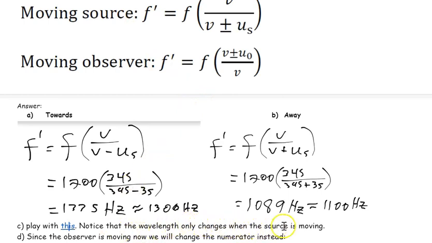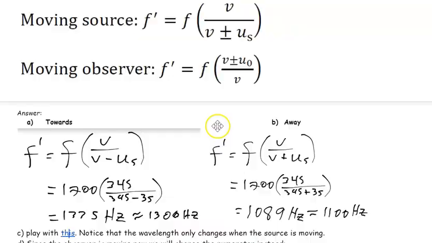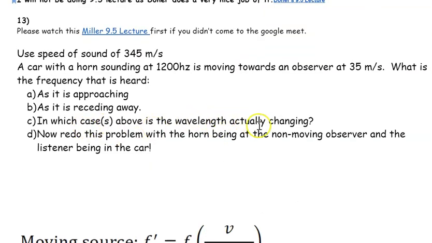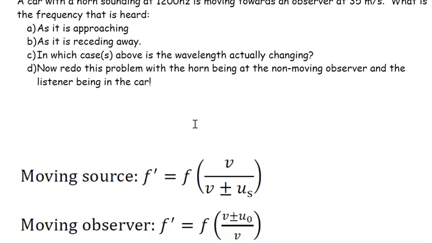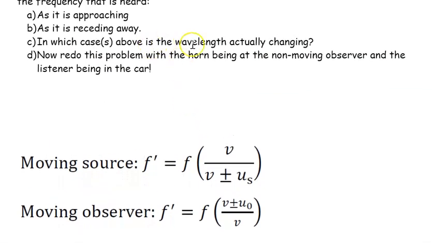Notice the wavelengths only change when the source is moving, which was question C, in which cases is the wavelength actually changing. So a frequency can be observed changing without the wavelength actually changing because of the relative velocities of the observer moving.